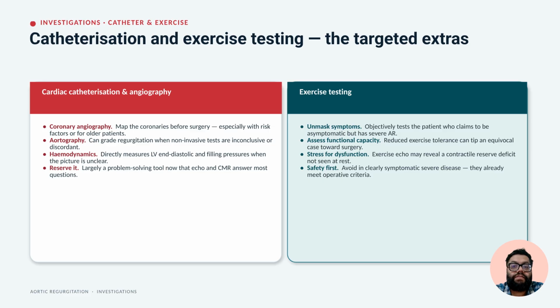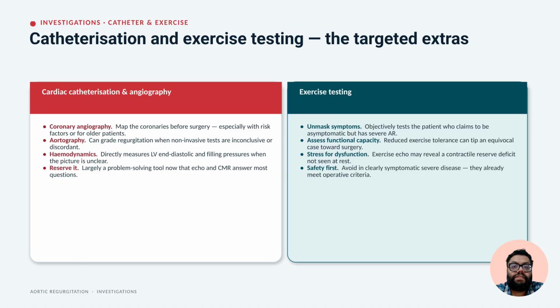Two targeted tests round out the workup, each answering a specific question rather than screening blindly. Cardiac catheterization on the left has been quietly demoted by echo and MRI, but it keeps a clear role. Before any aortic valve operation, you generally need to know the state of the coronary arteries. So, coronary angiography is routine in patients with risk factors or of older age. When the non-invasive grade is genuinely uncertain or the tests disagree, aortography can grade the leak and direct pressure measurement can pin down ventricular filling pressures.